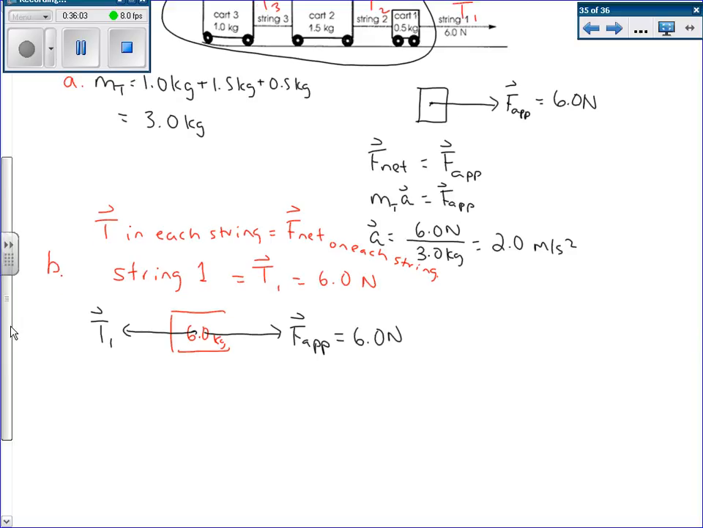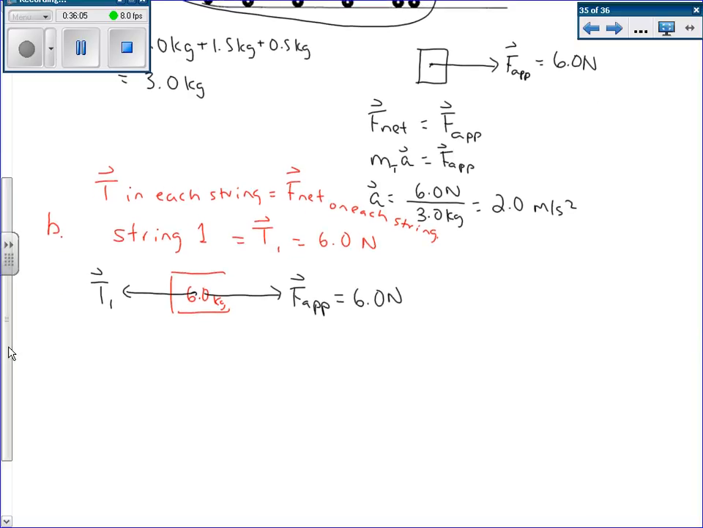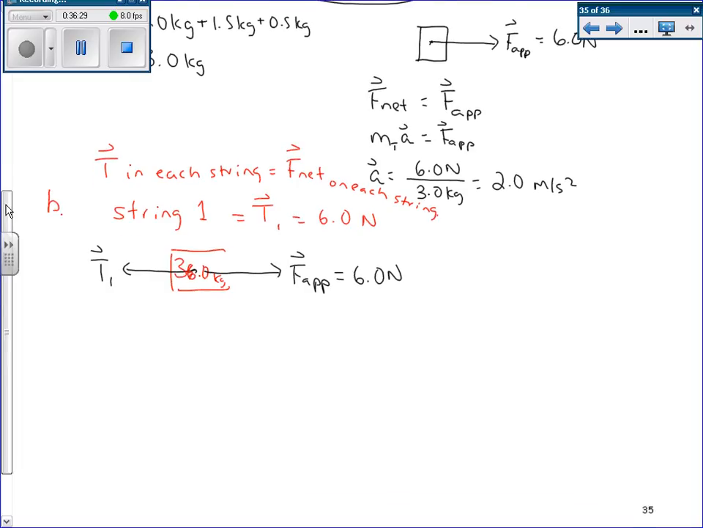Would the tension in the second string be less? Yes. I thought when you said that they're all the same. No, the tension in the second string is going to be less. The tension in the third string is going to be less. Is that 3? Oh, sorry, 3 kilograms.